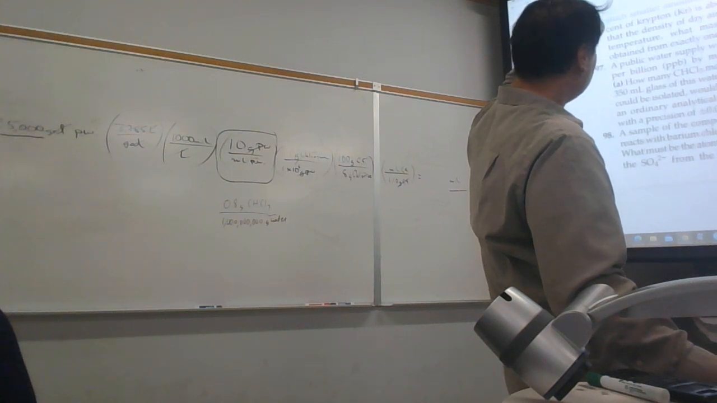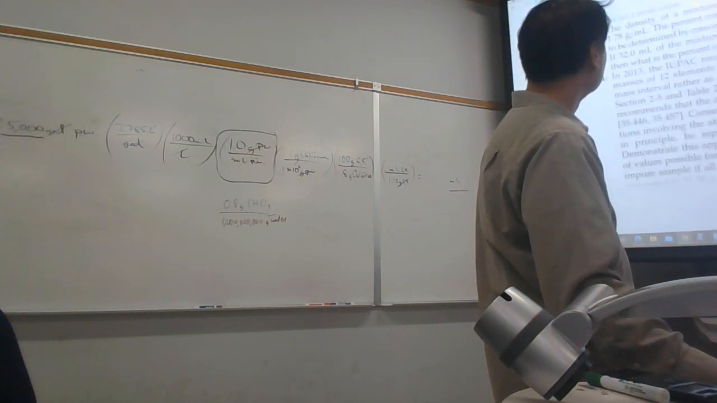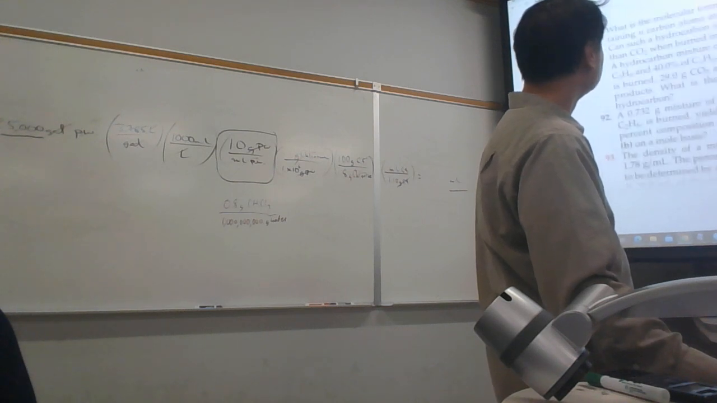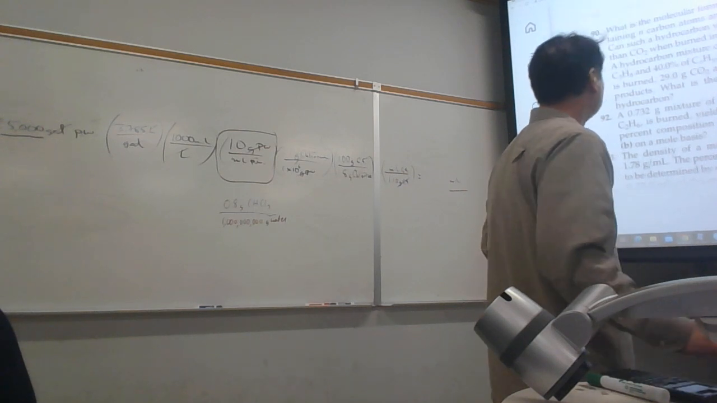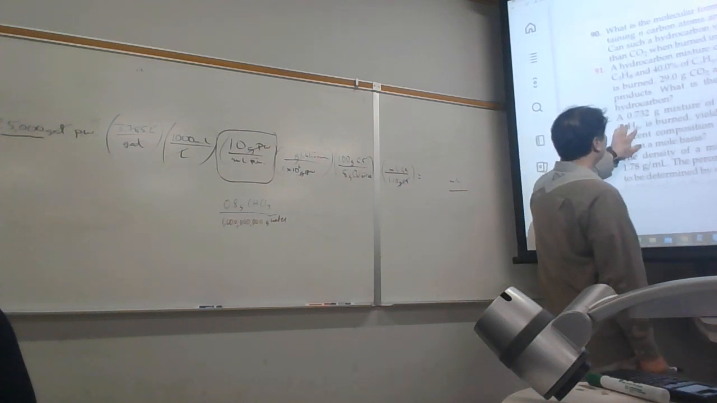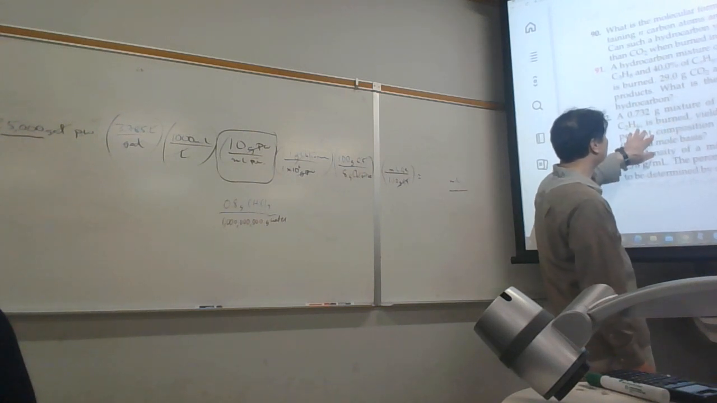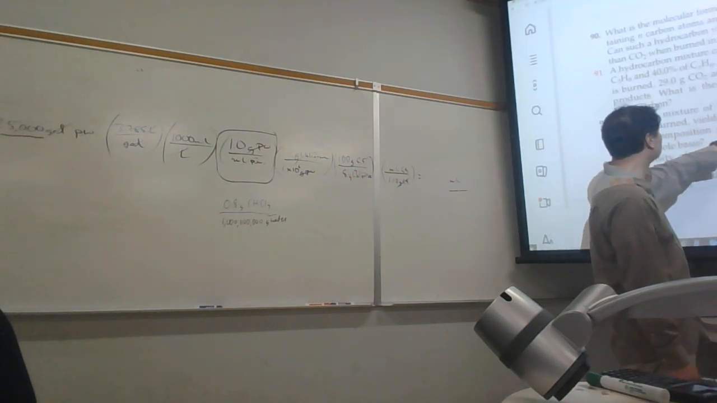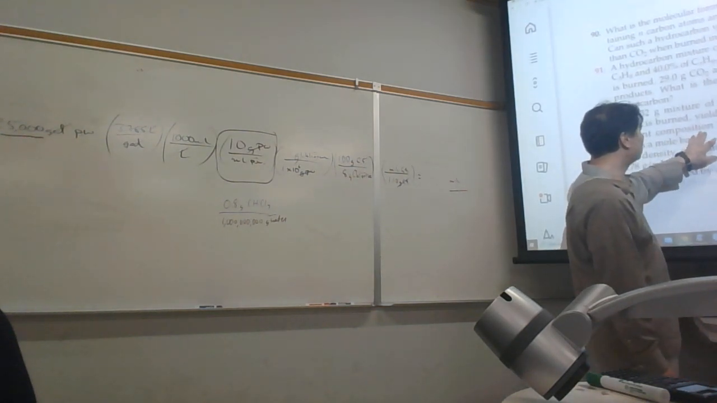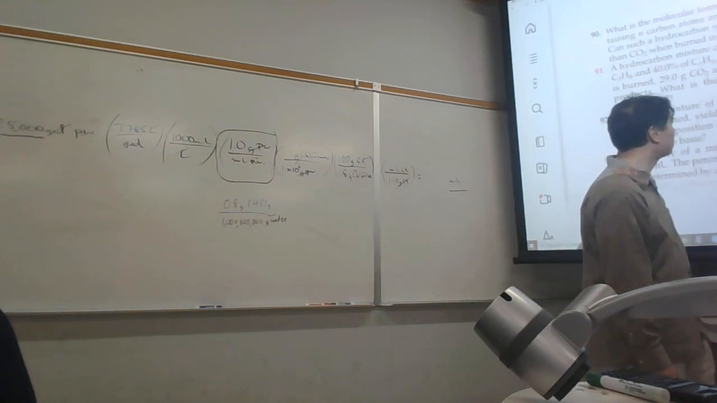Sometimes you can't avoid doing two equation, two unknown problems. Like in number 92: a 0.732 gram mixture of methane and ethane is burned, yielding 2.064 grams of CO2. What is the percent composition of this mixture, A, by mass, and B, on a mole basis?